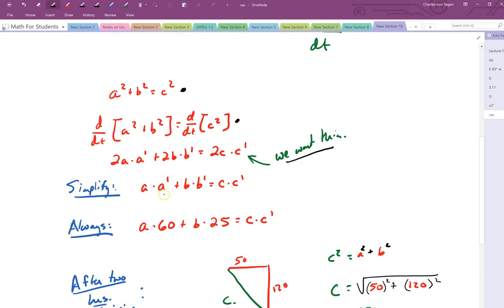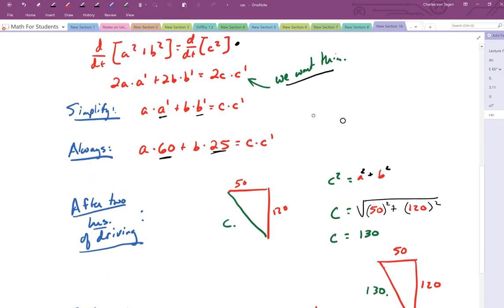And then this is always true, right? A prime in this problem, this car is traveling at a fixed 60 miles per hour. So I went ahead and substituted that in. B prime, again, is fixed for this problem. The second car is heading west at 25 miles per hour. I didn't incorporate the negatives into these. You could have, but you'd get the same answer, and it's just easier not to deal with them.